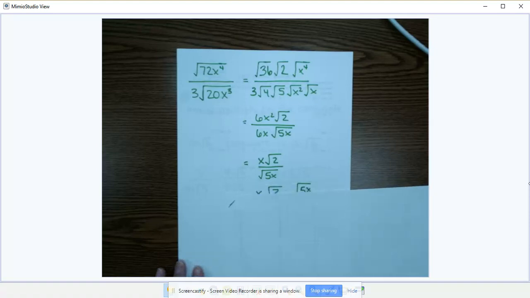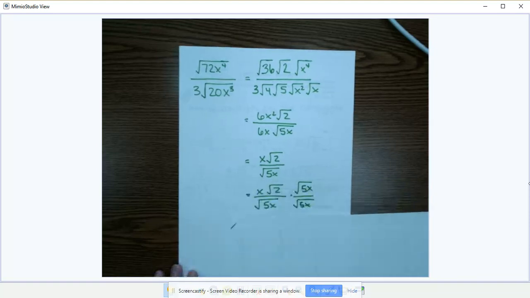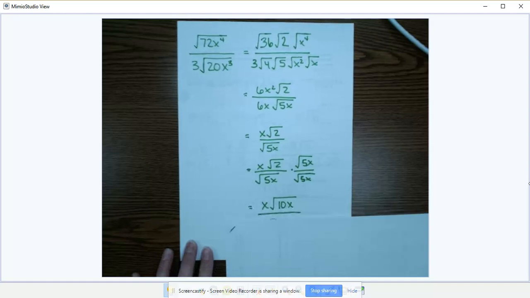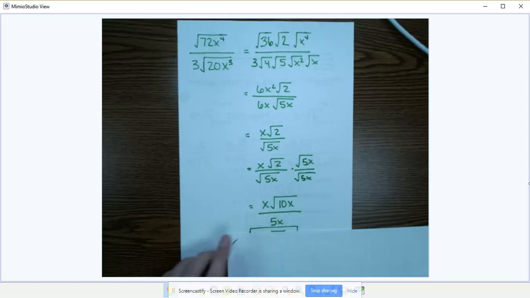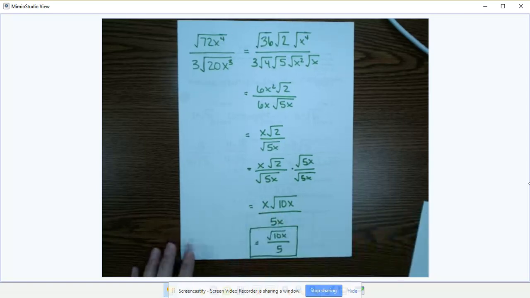Now we're going to multiply by that root 5x over root 5x. The numerator becomes x root 10x over 5x. The last thing to do would be to cancel those x's, so we have root 10x over 5 as our final.